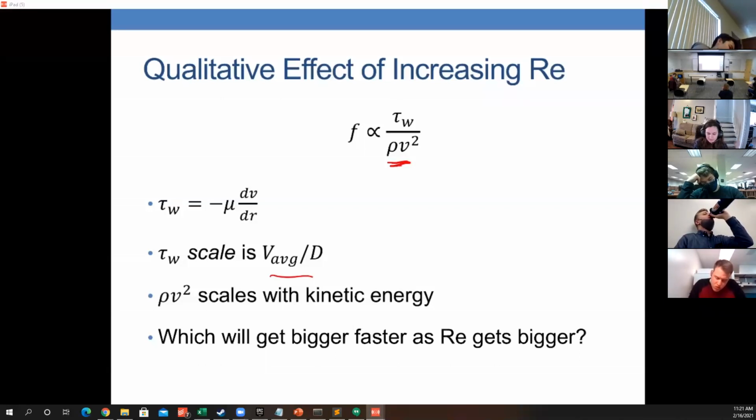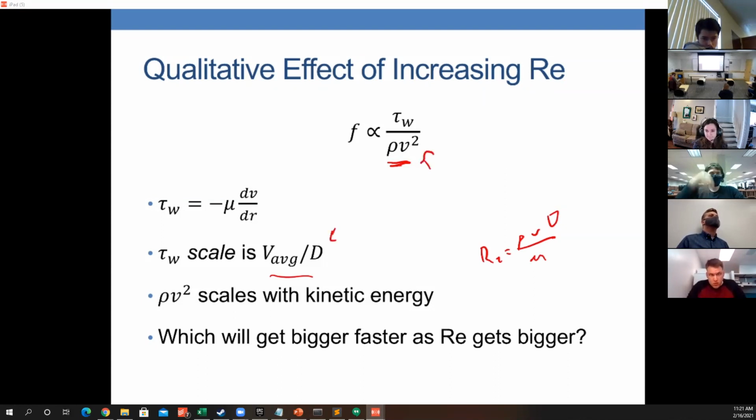So which do you think will get faster as Reynolds number gets bigger? So remember, Reynolds number is rho VD over mu. So which do you think will get bigger faster, rho V squared or V average over D? Which do you think gets bigger faster? Rho V squared, right? Because it's got that V squared in it, as opposed to V average over D, which as Reynolds number gets bigger, this will get bigger some, but rho V squared will get bigger faster.